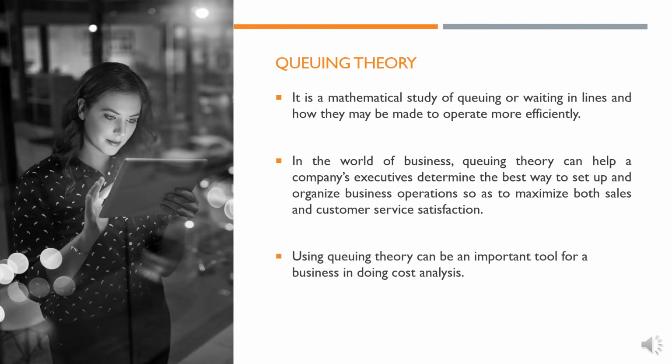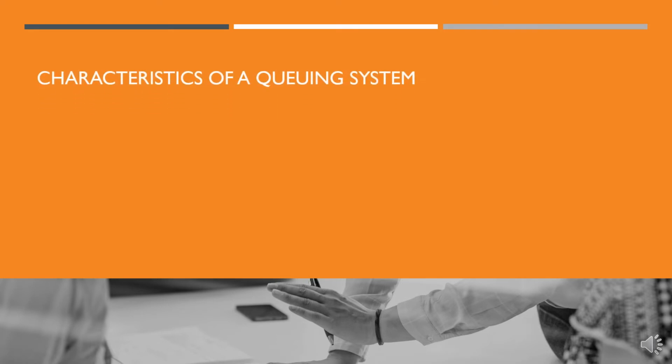Using queuing theory can be an important tool for a business in doing cost analysis. Businesses use information from queuing theory to set up their operational functions so as to strike a balance between the cost of servicing customers and the inconvenience to customers caused by having to wait in line. In creating a queuing system, there are four characteristics involved.